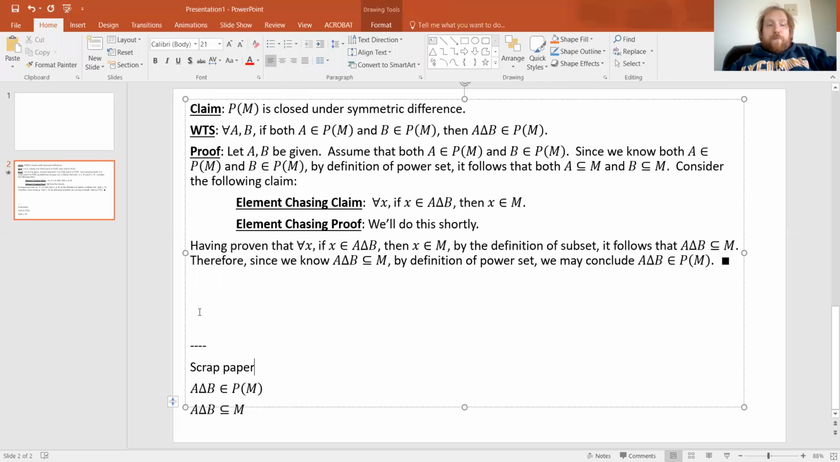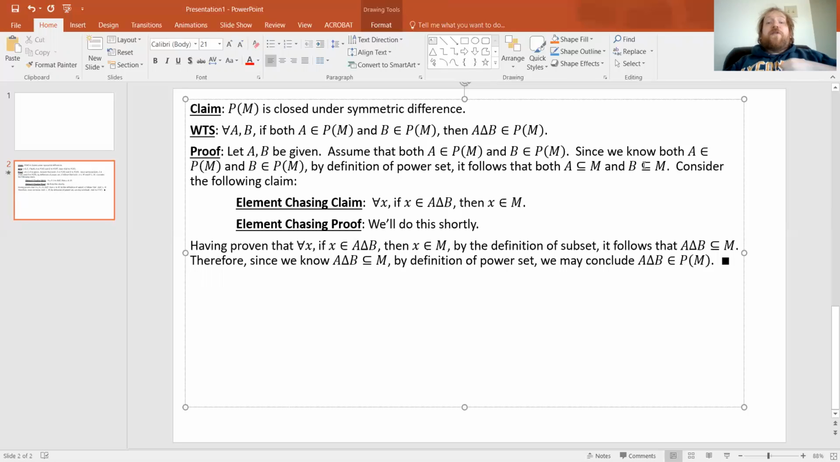Now, we of course still have to do that element chasing, and I will fill that in on the next video. However, once we have finished the element chasing, this is what our proof will end up looking like. Notice the key here was knowing what the definition of power set meant to be able to go from A is in P of M and B is in P of M to A is a subset of M and B is a subset of M.